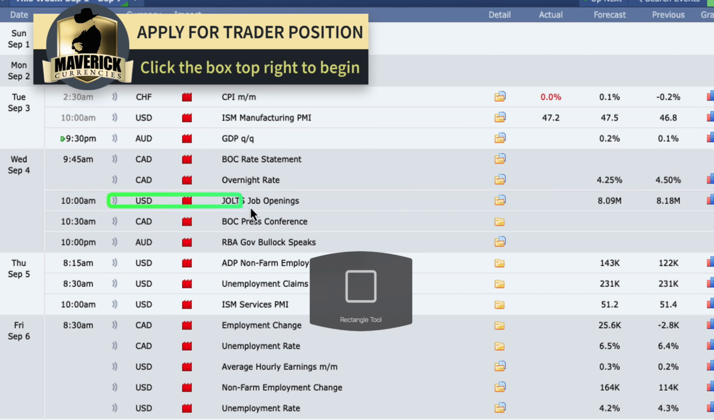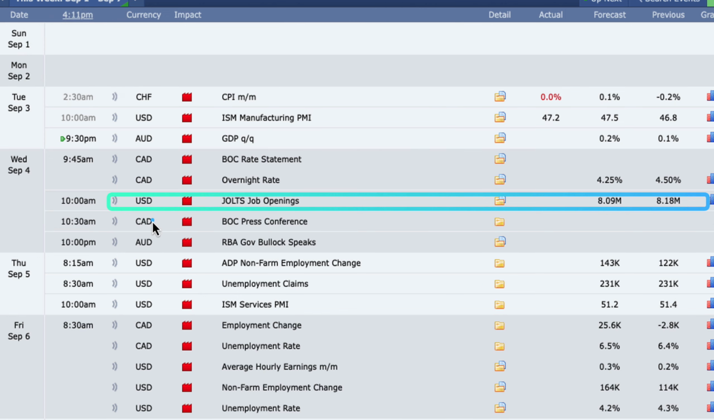We have the US job openings as well tomorrow, and later on Thursday and Friday, we have a lot of other economic data. So this is where volatility is back, which is great.